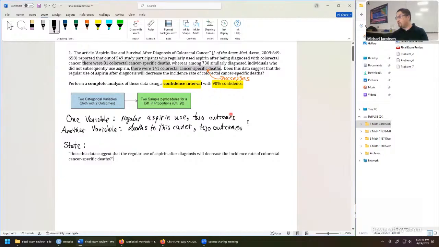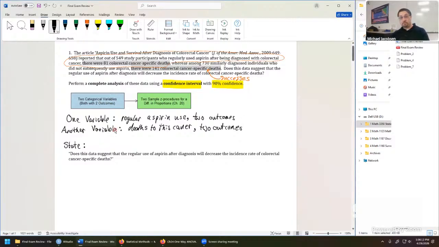historical variables, regular aspirin use. The other variable was deaths due to cancer. We're told, let's read through this again: out of 549 study participants who regularly used aspirin after being diagnosed with colorectal cancer, there were 81 colorectal cancer specific deaths. So let's start with that information.